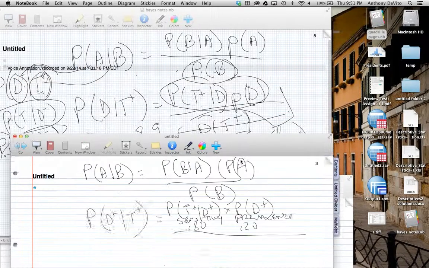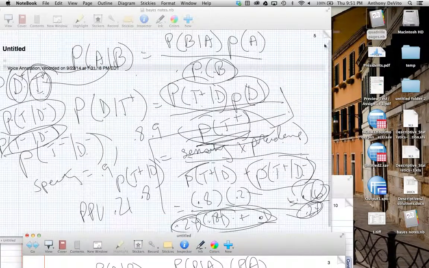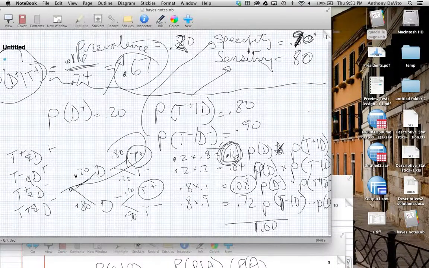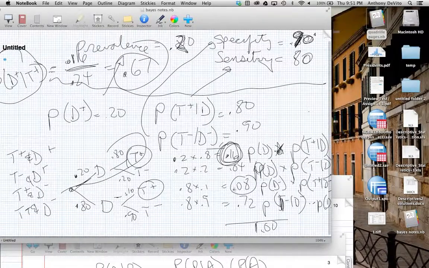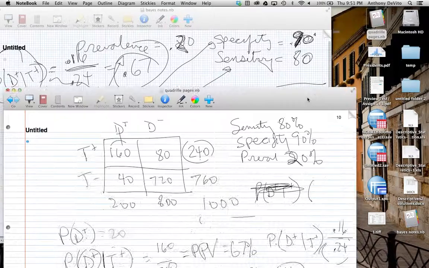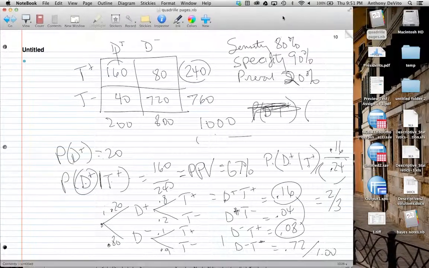Well, if we go back to our decision tree, here's our decision tree. Let's see. What are the places where they tested positive? One place they tested positive was the same as the top. In other words, they tested positive.